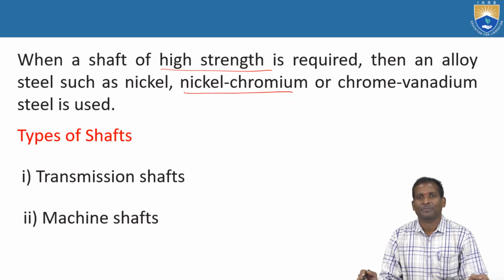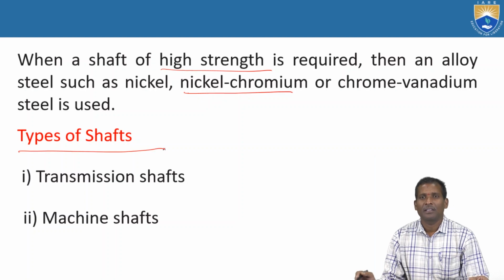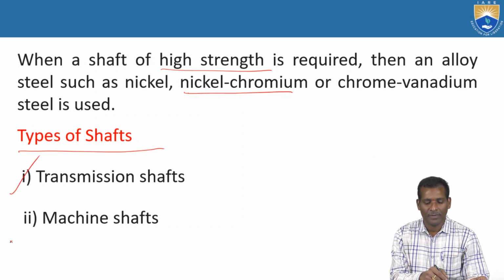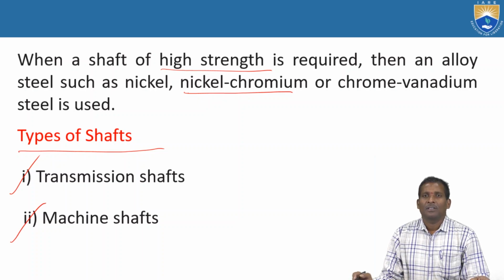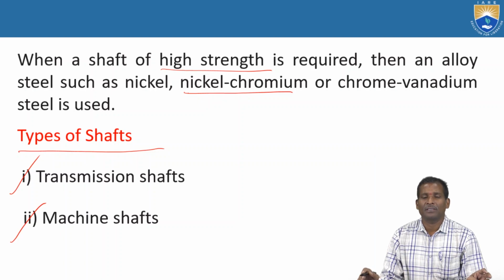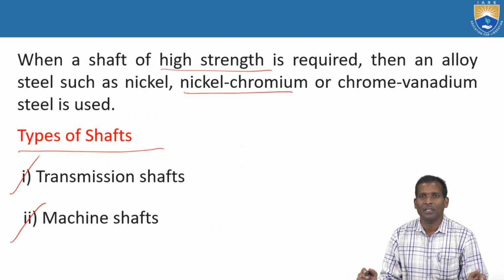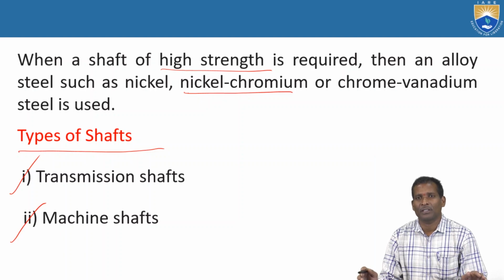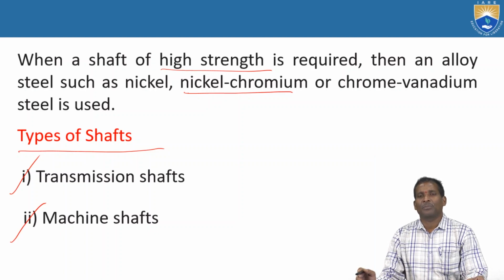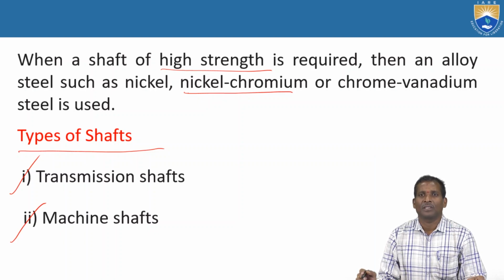Now, how do you classify the shaft? The types of shafts are one, transmission shaft, and another, machine shaft. Transmission shafts are used in factories, workshops and industries to transmit power from one place to another, or from one source to another. Similarly, a machine shaft is a shaft not separately transmitting power from one place to another. The machine itself has the shaft. The lathe machine spindle is an example.